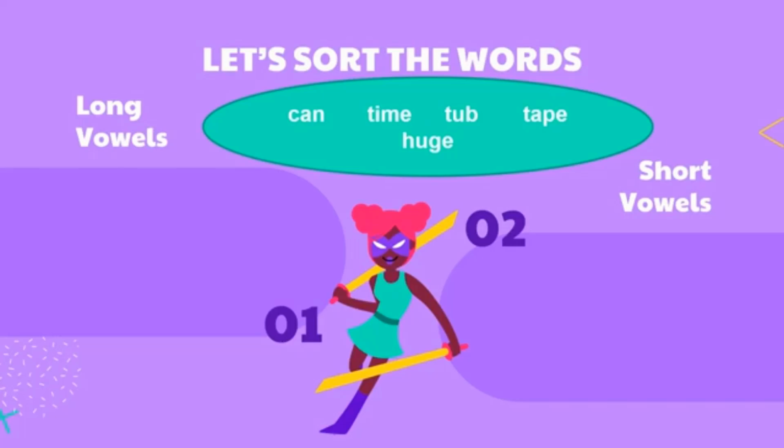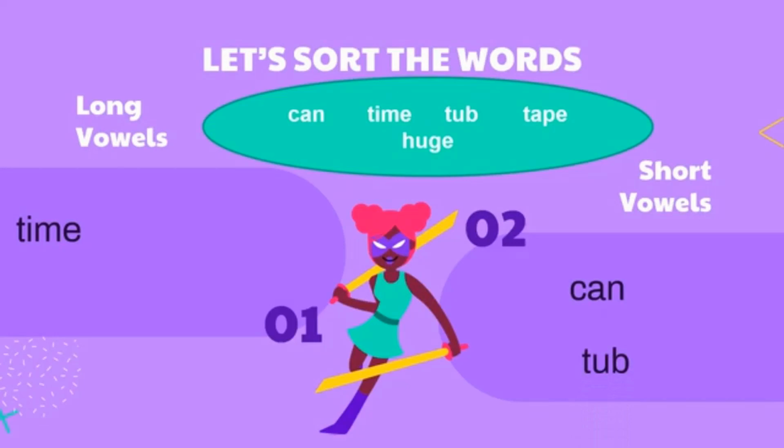Can. Is that a short vowel or a long vowel word? Well, it only has one vowel, so I think it's a short vowel word. Let's try the next word. How many vowels do I see? I see two. The first one says its name and the second one is silent. Can you sound that word out? Time. Time is a long vowel word. Good job so far. Let's go to the third one. How many vowels do you see? One. Tub. That is also a short vowel word.